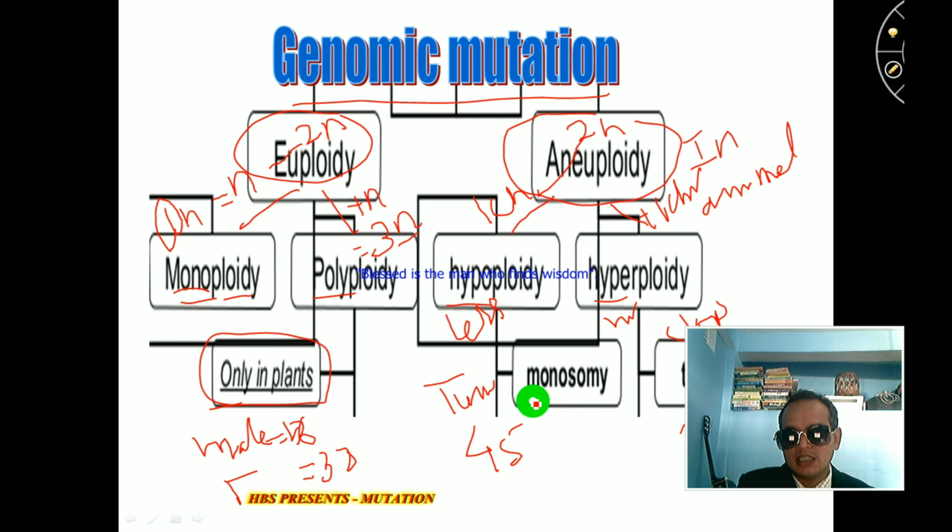Hypoploidy is also called monosomy. I told you about monosomy in the case of Turner syndrome, because the last pair has only one chromosome, that's why it is called monosomy. And hyperploidy is Down syndrome, in which there will be one extra chromosome, and in a pair there will be altogether 3 chromosomes.